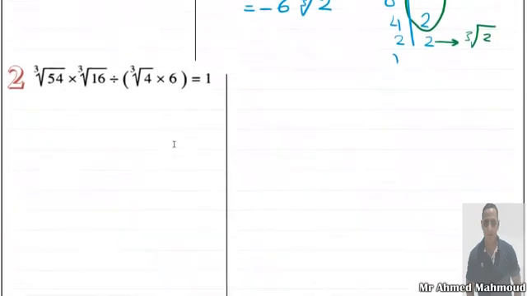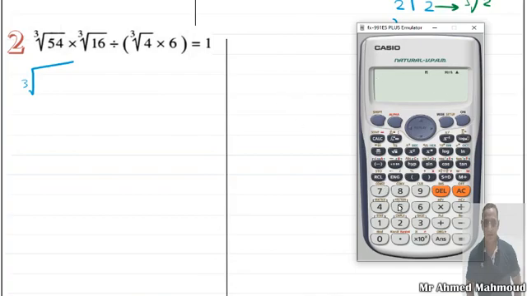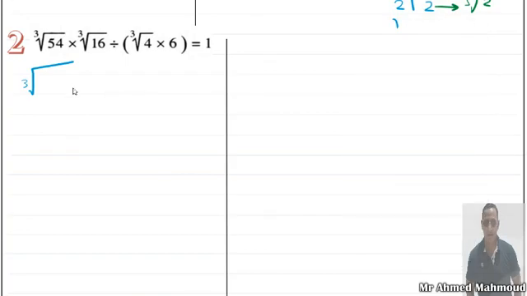Another example: cubic root 54 times cubic root 16 divided by cubic root 4 times 6 equals 1. Okay, first I'm going to multiply the two roots together. It will be cubic root 54 times 16. By using the calculator, 54 times 16 equals 864.